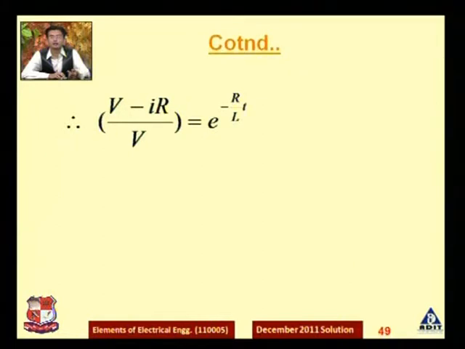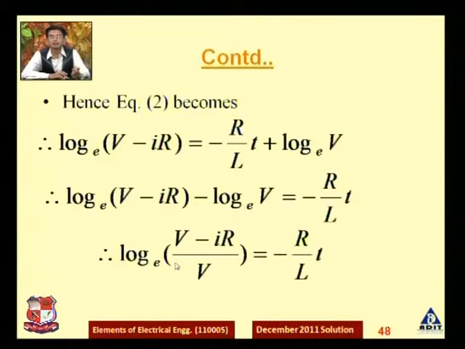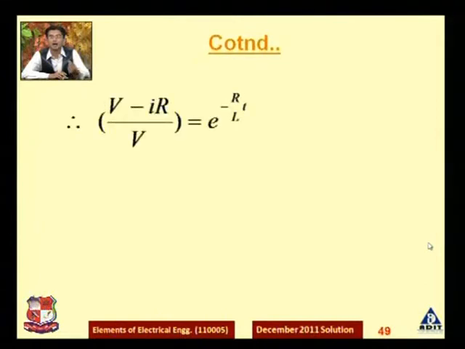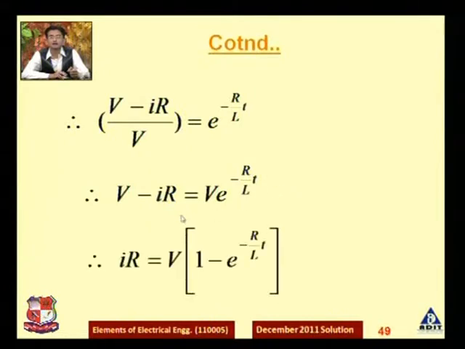Now what is the last equation? In the last equation I am getting this log on the left hand side, so I will put it on the right hand side. Whenever I put this log on the right hand side, I can write it in the form of e raised to minus R by L into t. So I will get V minus IR. Again I am putting this V term on the right hand side. So I will get V minus IR is equal to V into e raised to minus R by L into t. So I can write down that IR is equal to V in bracket 1 minus e raised to minus R by L into t.